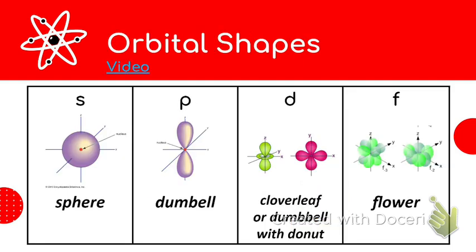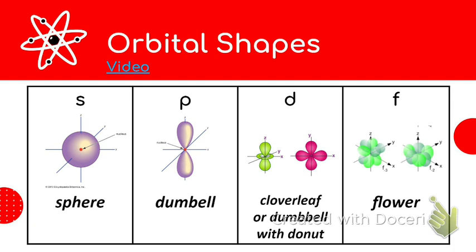Right, so our different orbital shapes. Our S is going to be our sphere. This is the very basic subshell. Remember that atoms are 3-dimensional, so it is not just a circle, but an actual sphere. Whenever you are looking at this, think about it in a 3-dimensional way.